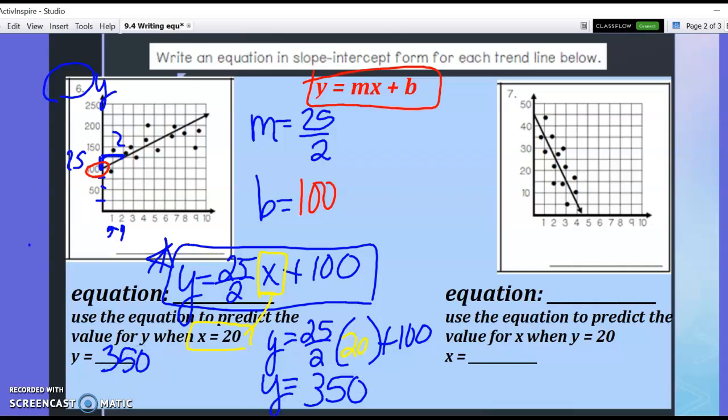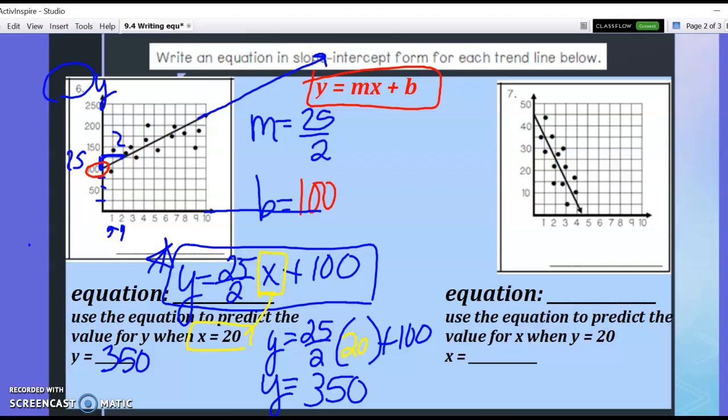And then see if that makes a little bit of sense with the trend line. X is 20, so imagine extending this out all the way till you would get to 20. Where would this line be? And it's saying it's around 350. So see if that makes sense to you.